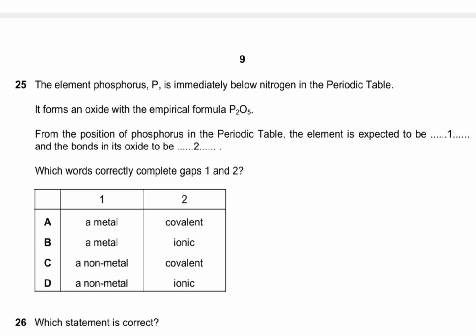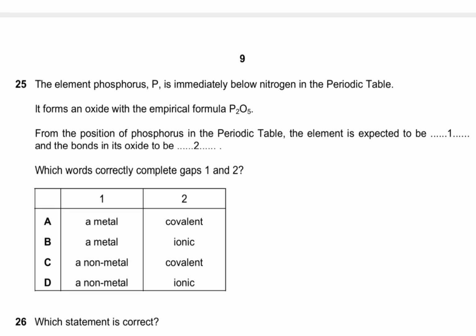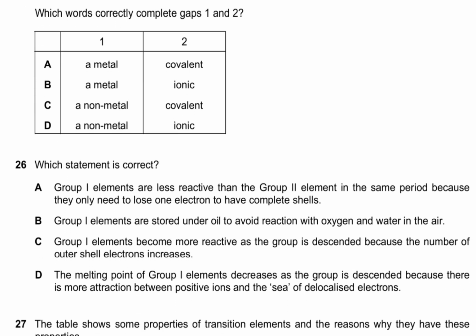For 25 we have the C option is correct because it's not a metal, so it's a non-metal and forming a covalent bond. So for 25, we have the C option correct. Non-metal forming a covalent bond. Which statement is correct here?